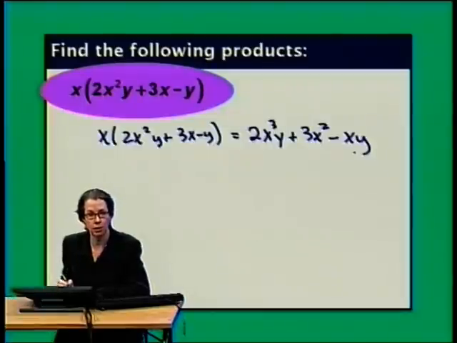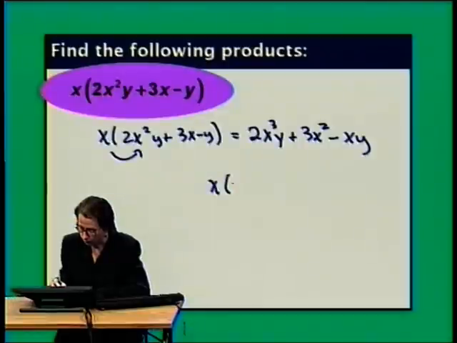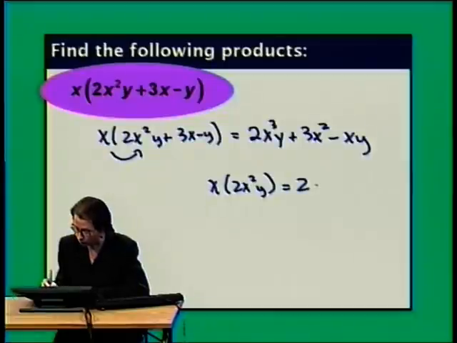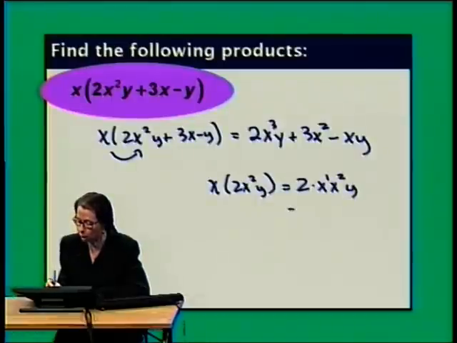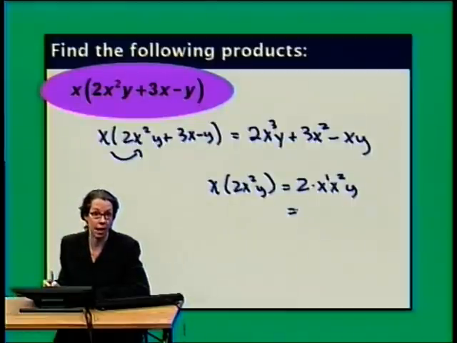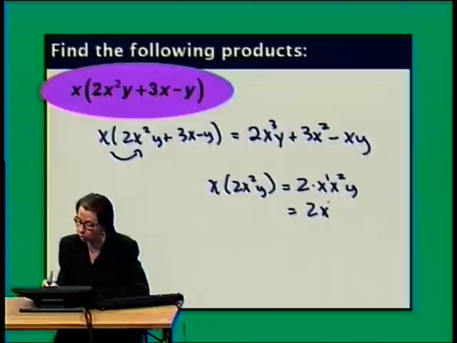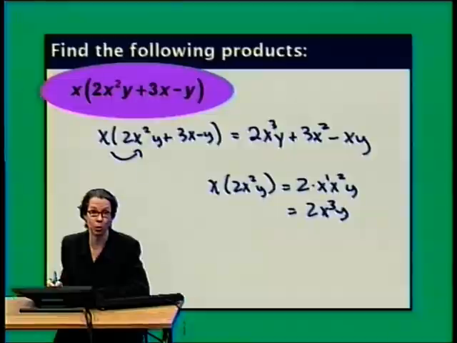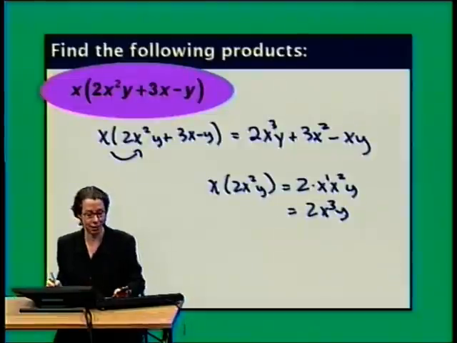Just to show you the steps, in the first product, x times 2x squared y. Using the associative and commutative properties, I can write that as 2 times x to the first times x squared times y. And just like Steve was reviewing, I add the exponents of x times x squared to get the 2x cubed y. Also, when we worked with polynomials, we liked writing our variables in alphabetical order. This helps us keep track of like terms.